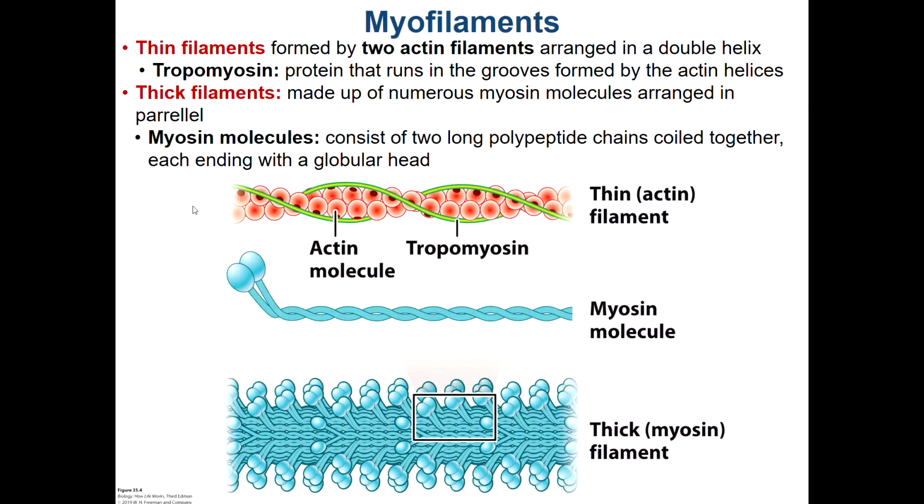In comparison, thick filaments are made up of numerous myosin molecules that are arranged in parallel. So while our thin filaments, the actin is in a double helix form, in our thick myosin filaments, you can see here each of these blue lines is one myosin, and they're all arranged parallel to each other. Each myosin molecule, so if we look at one myosin molecule here, consists of two long polypeptide chains, which are coiled together, and they each end in a globular head. So that's what these blue circles are here. They're globular heads.